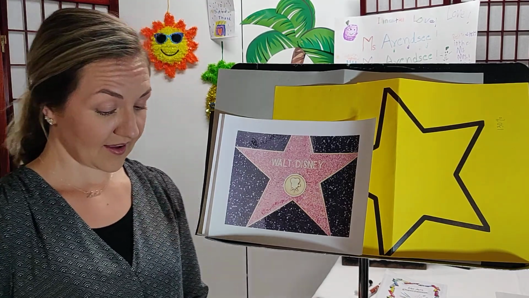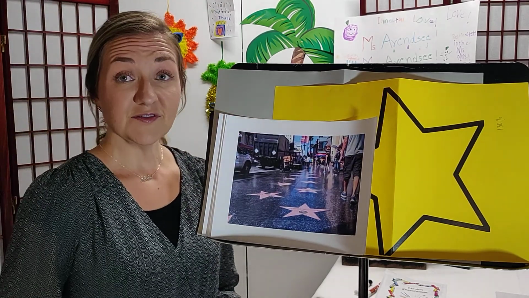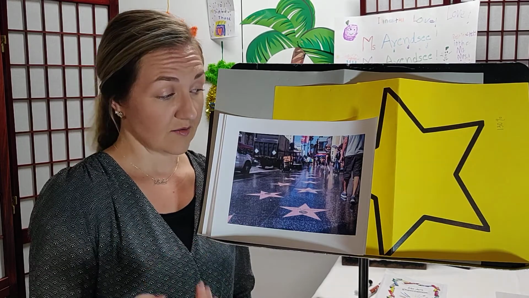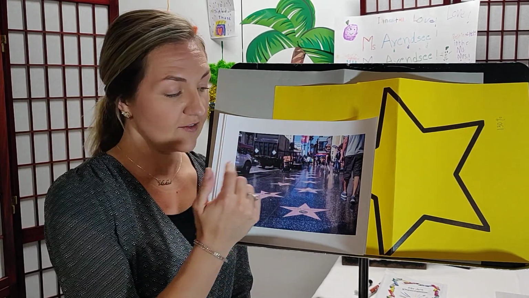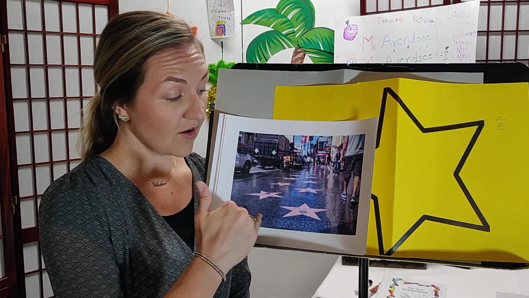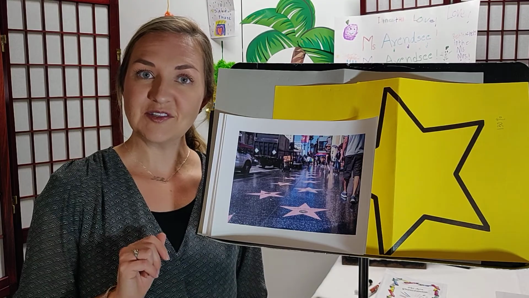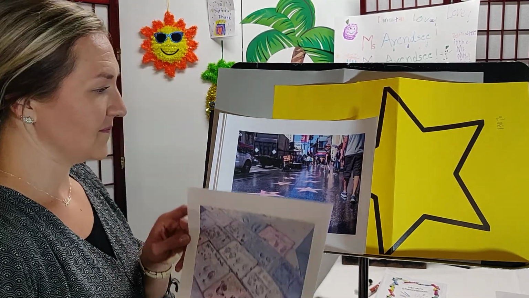So the sidewalk actually is filled with stars, and people are just walking along the sidewalk. I mean, there are buildings all around. There's a street, cars can drive by, and there are all of these different stars on the Hollywood Walk of Fame. Now, the second one I mentioned to you that has handprints and shoe prints looks a little different.